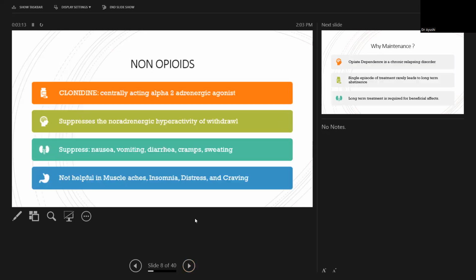With non-opioid, we have clonidine, which is a central acting alpha-2 adrenergic agonist. It suppresses the noradrenergic hyperactivity of withdrawal, and it suppresses nausea, vomiting, diarrhea, cramps, and sweating. However, it is not helpful in muscle aches, insomnia, distress, and craving.